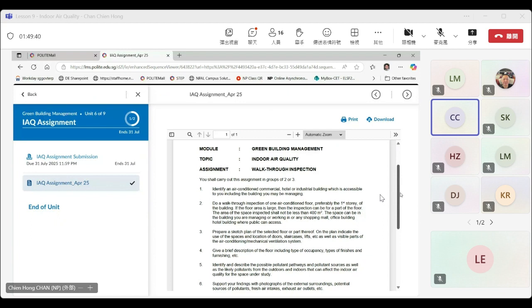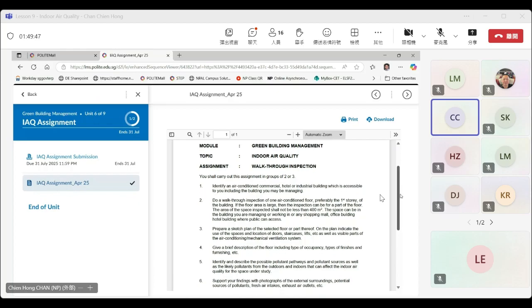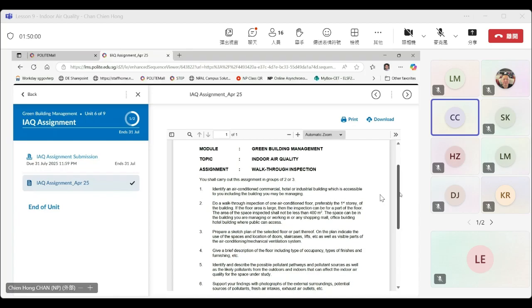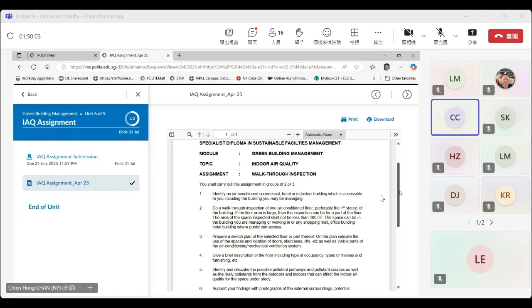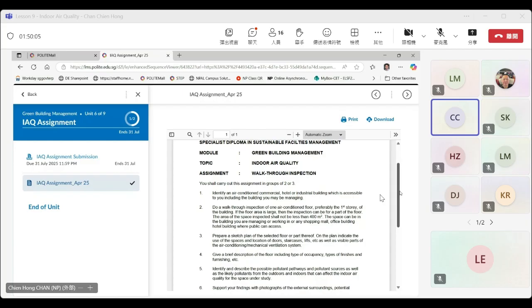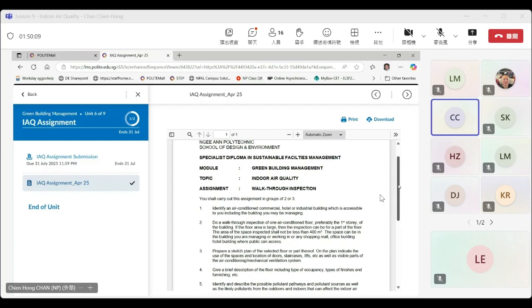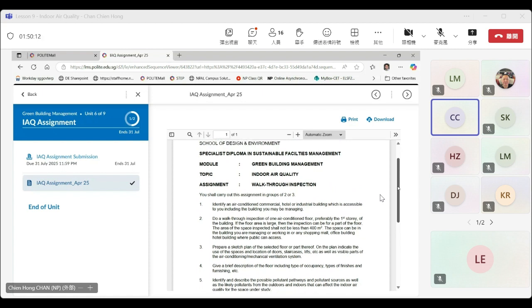The assignment is for you to have this experience of doing a site inspection. If, better still, you have on hand some form of equipment or instruments that you can use to do some measurements, you will gain bonus points. If not, then just a physical walkthrough, visual inspection is sufficient. So what do you need to capture?